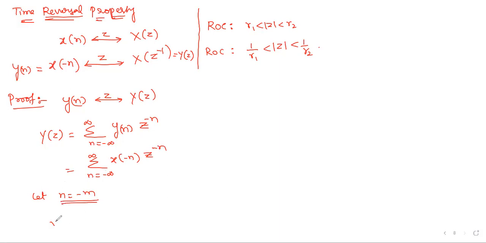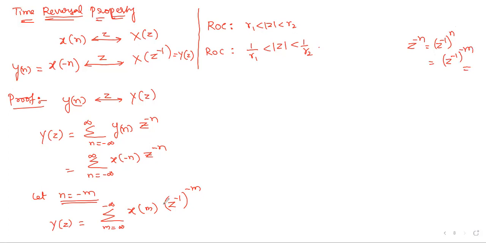So then Y of z will become summation m equal to minus infinity to infinity of x of m into z power minus 1, whole power minus m. Now you see here z power minus n is there, that means z power minus 1 whole power n. Now n is nothing but minus m, right? So z power minus 1 whole power minus m. That is what I have written over here.